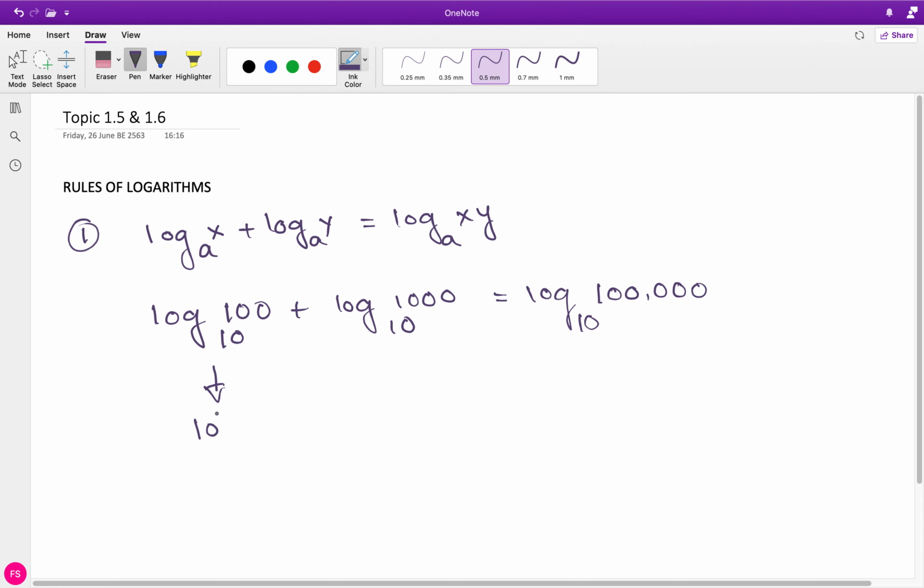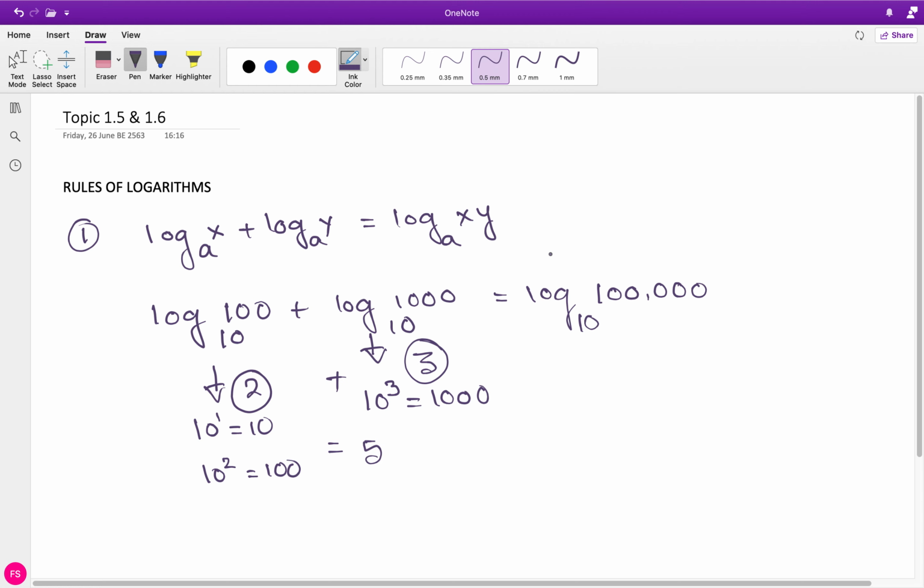We know 10 to the power of 1 gives us 10, but 10 to the power of 2 gives us 100. So this actually equals 2. What about this one? We know that 10 to the power of 2 is 100. That's not our answer. But 10 to the power of 3 gives us 1000. That means the answer to this term is 3. So 2 plus 3 should give us 5.